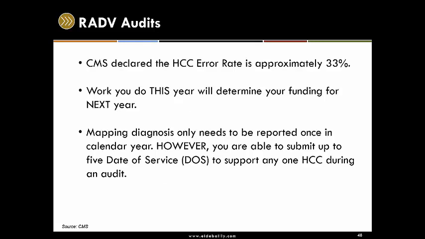CMS declared the HCC error rate is approximately 33%. I wonder if a lot of that error is not getting the documentation they need to review. Again, remember, work we do this year will determine our funding for next year. And understand that mapping a diagnosis only has to be done once. But they will keep a tally of five dates of service to support any one HCC. So let's just say you were audited and one claim got thrown out.